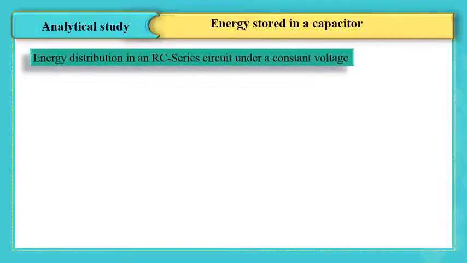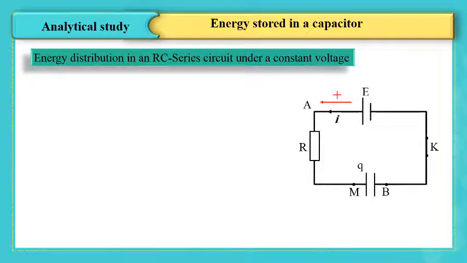Energy distribution in an RC series circuit under a constant voltage. The following circuit contains a neutral capacitor of capacitance C, a resistor of resistance R, and a switch connected in series across a generator of constant voltage E. At t0 equals 0 second, the switch is closed and the charging process starts. During charging, the generator is delivering energy to the circuit, while the capacitor is storing electrical energy and the resistor is converting the electrical energy into heat.